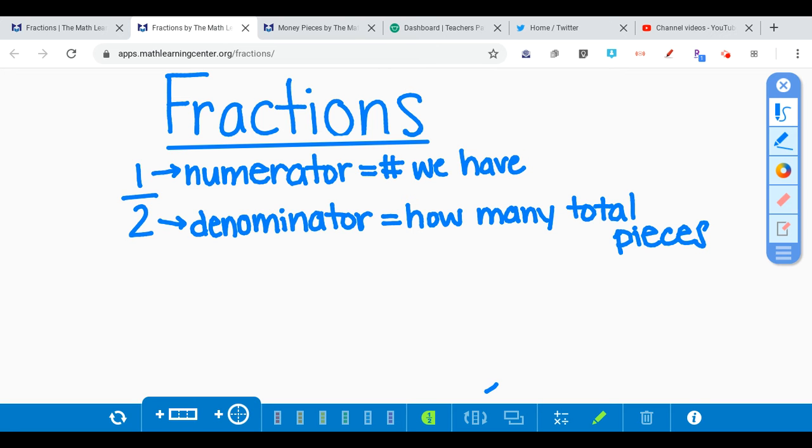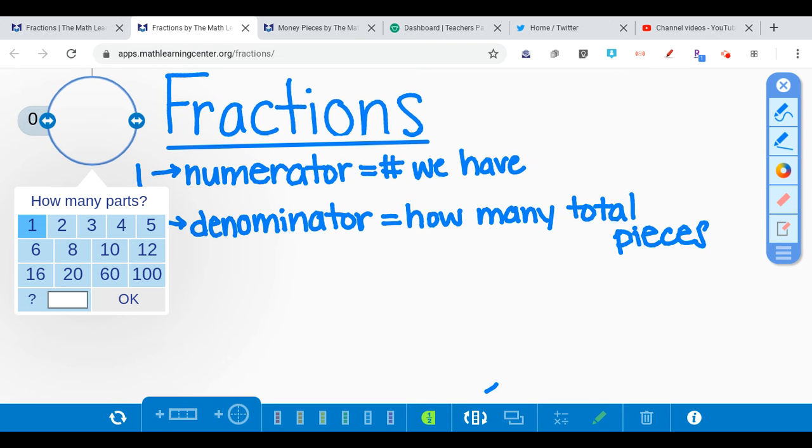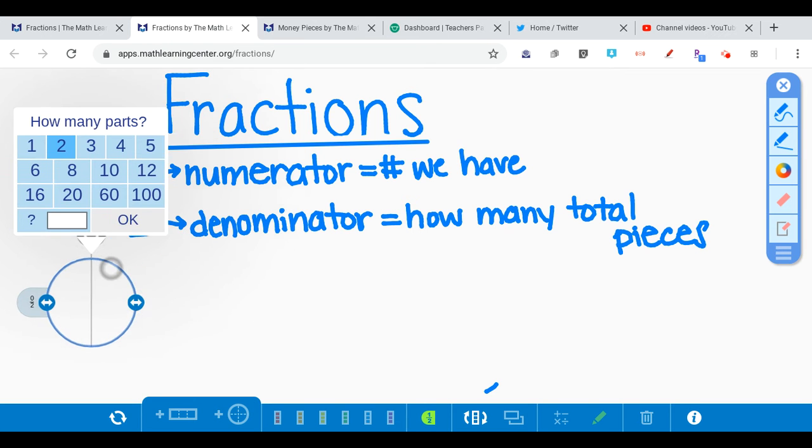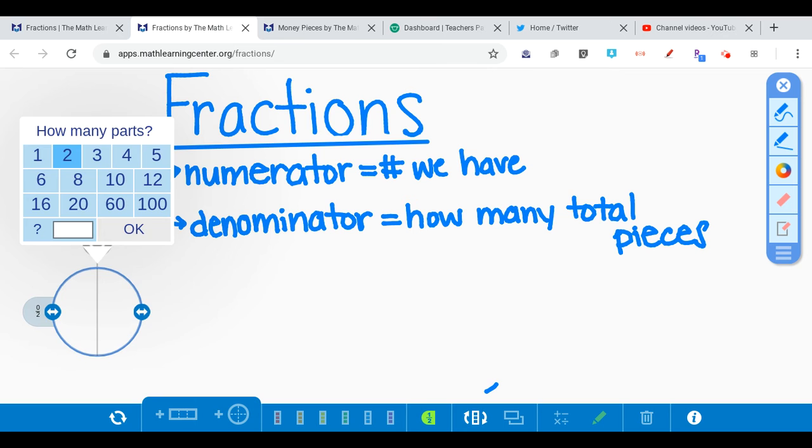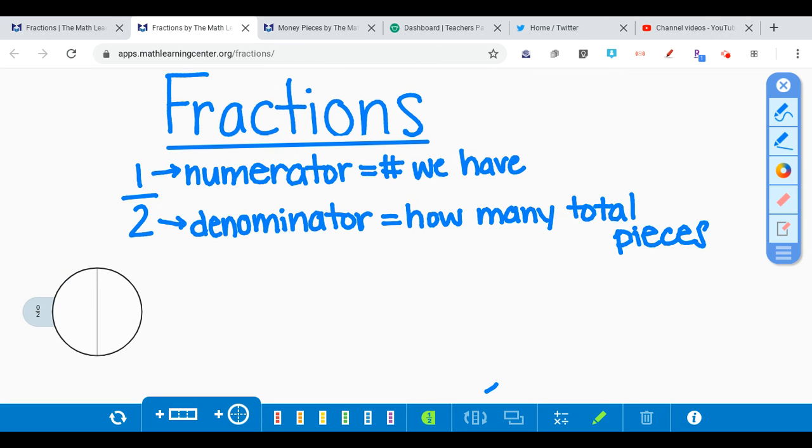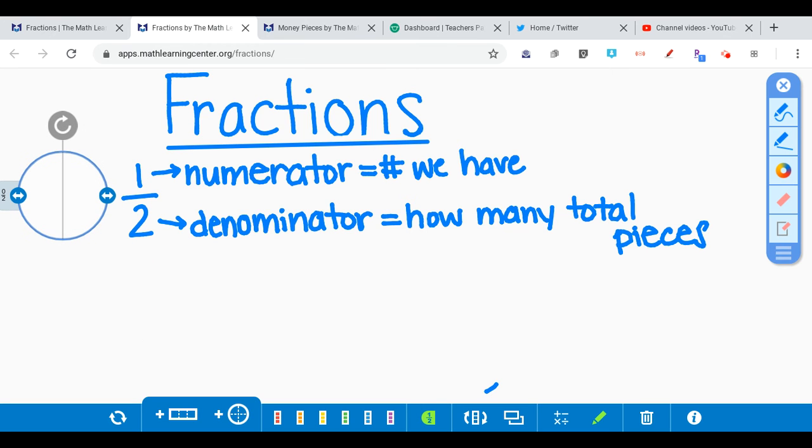So if I'm thinking about the fraction 1/2, if I'm going to draw it, that means how many parts do I have? I have 2 parts. And how many are going to be shaded? Well, the numerator tells us how many are shaded, so that would be 1 shaded. So if this was my fraction, I would then shade in 1. So that would be 1/2. All right.